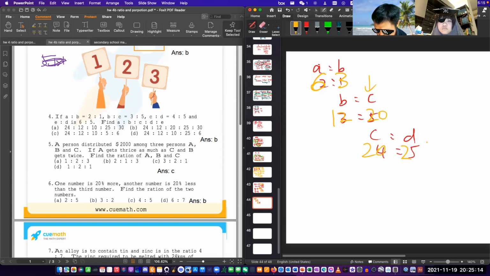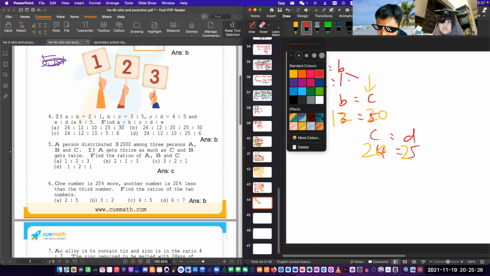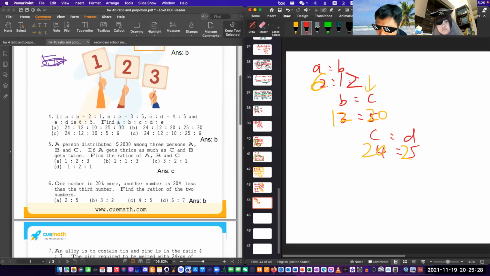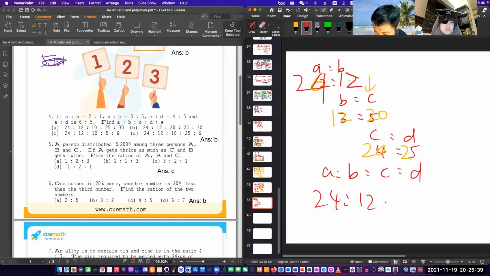Can you see that now your B has become 12. So from 3 to 12, you times 4. So 6 times 4 is 24. Therefore, A to B to C to D is: A is 24, B is 12, C is 20, and then D is 25.